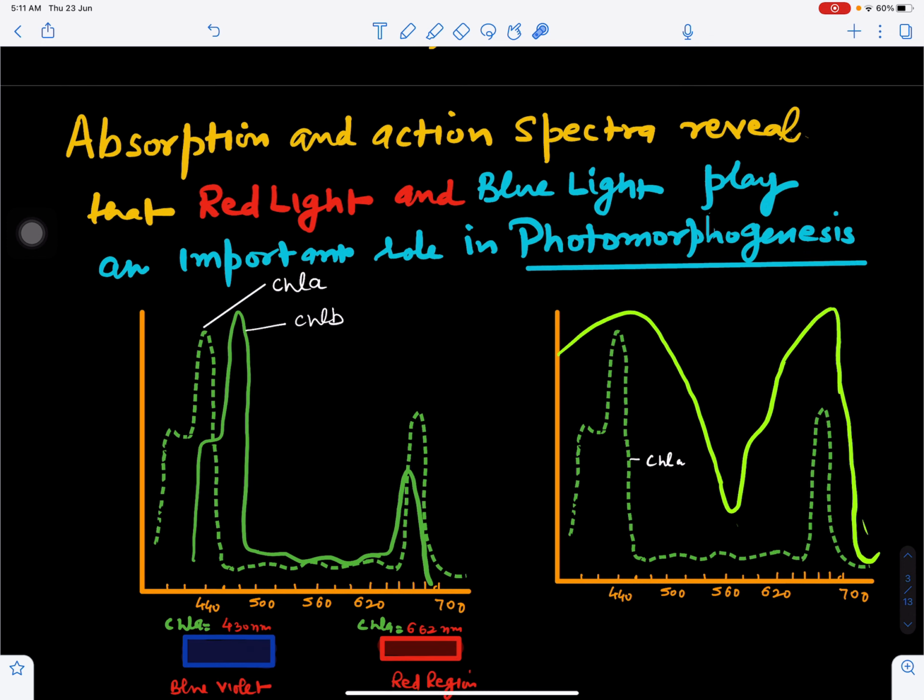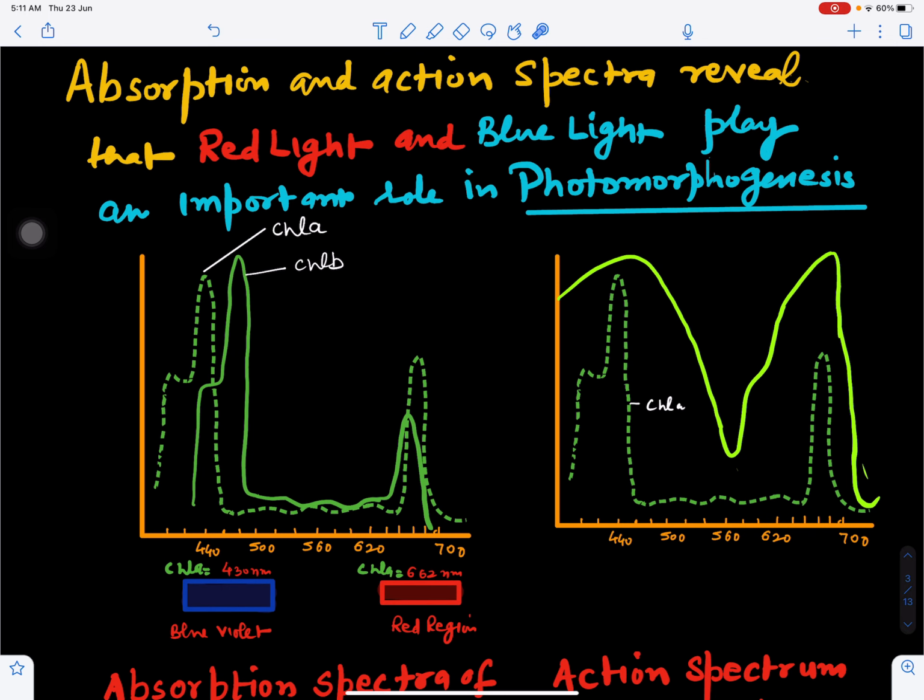So, if we see the absorption and action spectra of the chlorophylls of plants which are doing photosynthesis, this absorption and action spectra reveal that red light and blue light play an important role in photomorphogenesis. How is it done? We will take the green plant, extract its chlorophyll, and measure its absorption spectra with the help of a spectrophotometer, and we will find that there are two peaks.